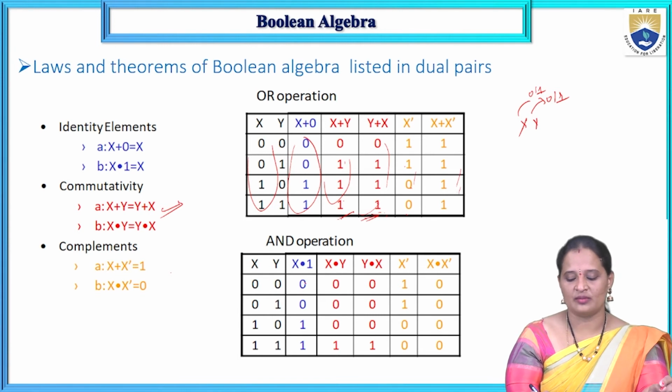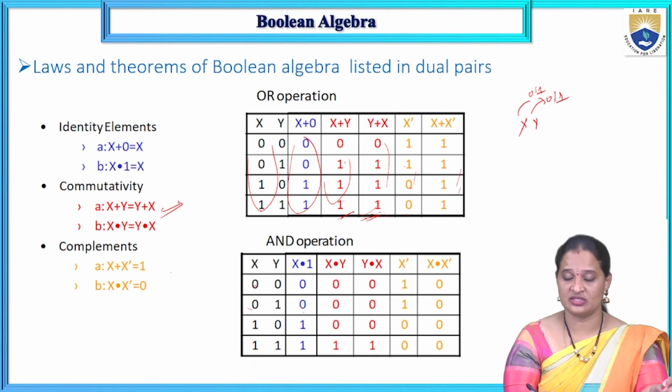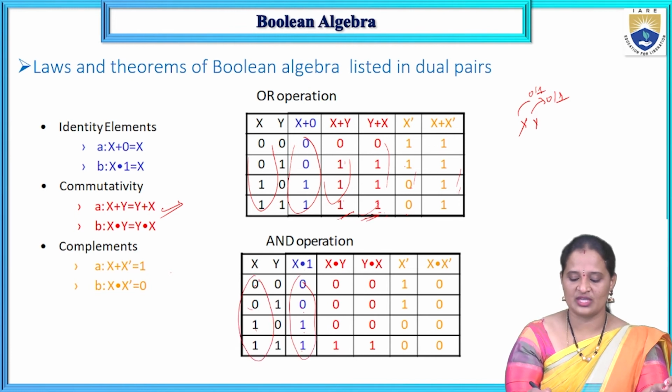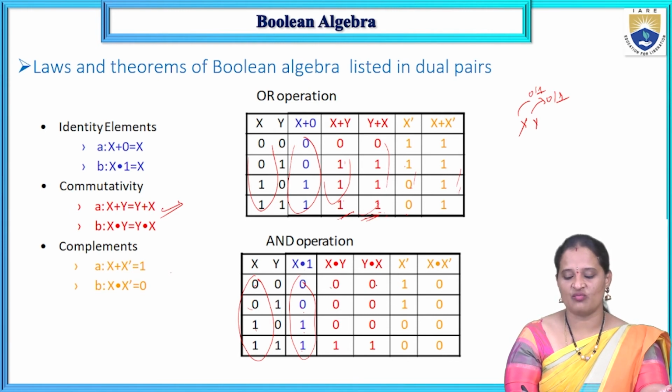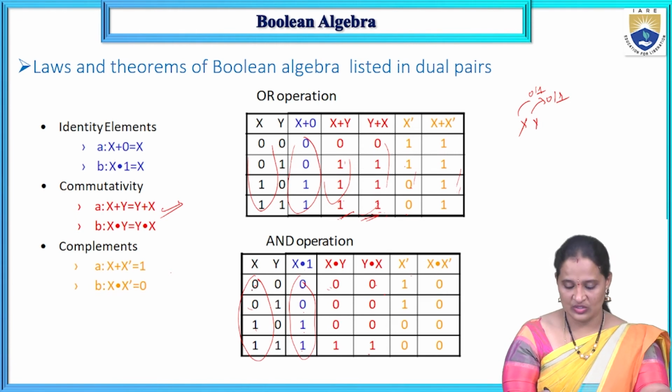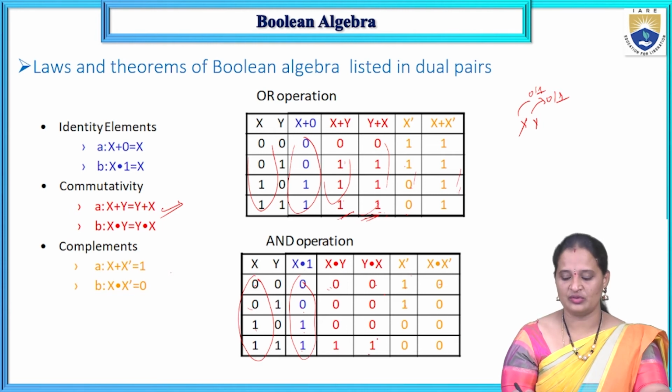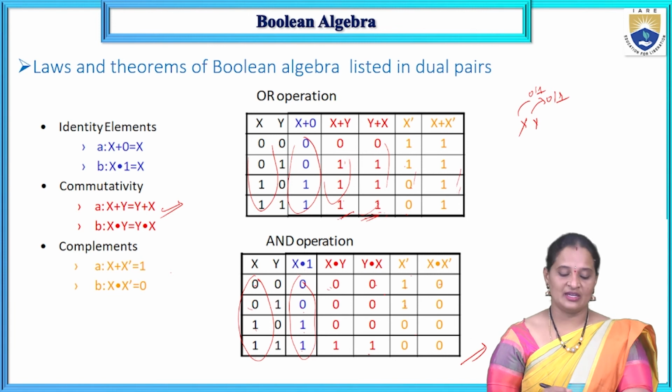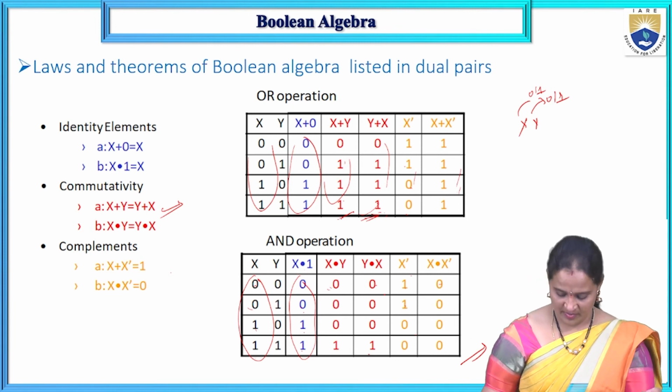Similarly, x dot 1, the AND operation. So x dot 1: 0 into 1 is 0, 0 into 1 is 0, 1 into 1 is 1, 1 into 1 is 1. So this column and this column are the same, and hence x dot 1 is equal to x here. And similarly x dot y, y dot x, and x into x complement: 0 into 1 is 0, 0 into 1 is 0, 1 into 0 is 0, 1 into 0 is 0. So this is the proof of identity elements, commutativity and complementarity.